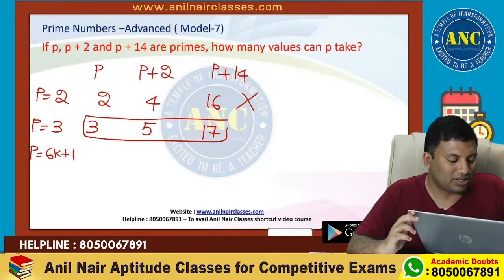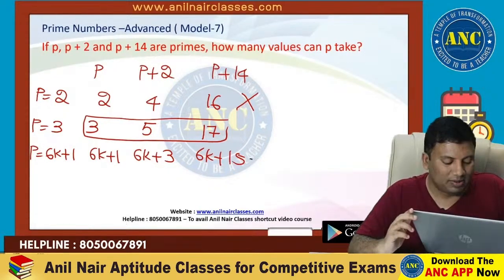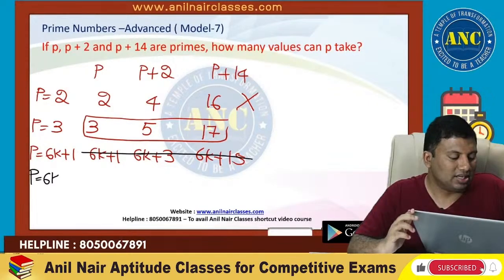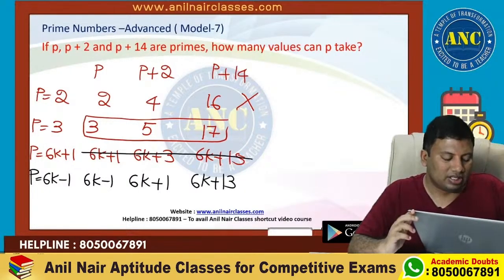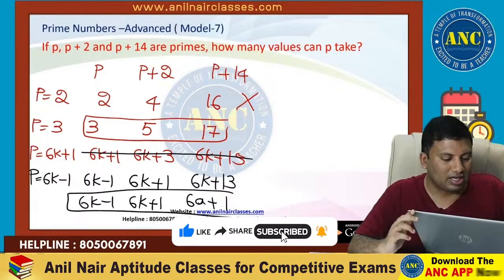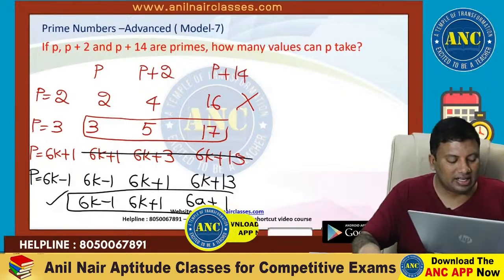6k plus or minus 1. 6k plus 1, 6k plus 3, 6k plus 15 divisible by 3. 6k plus 3, it is divisible by 3. These also divisible by 3. Not possible. P is 6k minus 1, 6k plus 1, 6k plus 13. 6k plus 13 is 6a plus 1. These 6k plus 1, these 6k minus 1. Again the same case. There are a lot of prime numbers which are of the form 6k minus 1. It is giving the answer.